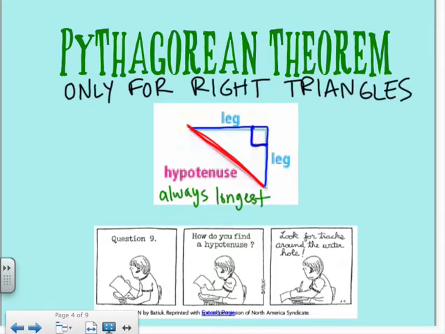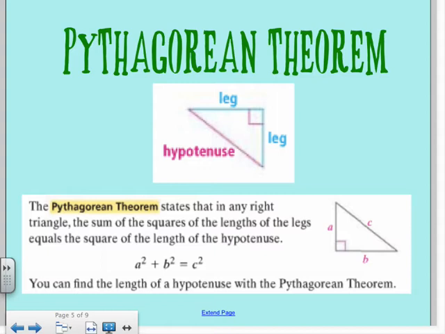Alright, so let's get into the theorem now that we have our sides named. So here's the theorem. Here's the official definition, and then I'll read it through and then explain what it means. It says the Pythagorean Theorem states that any right triangle, so like we said, it only works for right triangles, the sum of the squares of the lengths of the legs equals the square of the length of the hypotenuse.